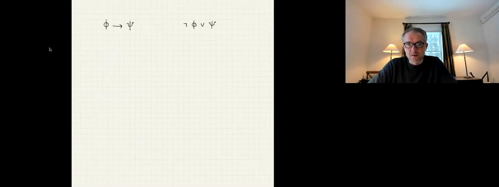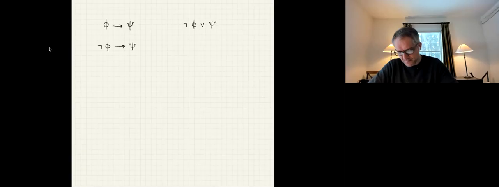Now, if you're skeptical at all, press pause on the video and go write truth tables for both of these, and you'll see the values are always the same. Okay, so that's one thing that we know. Another thing we know is if you just look at this, it also follows that this is equivalent to this. So the conditional is always equivalent to a negation and disjunction.